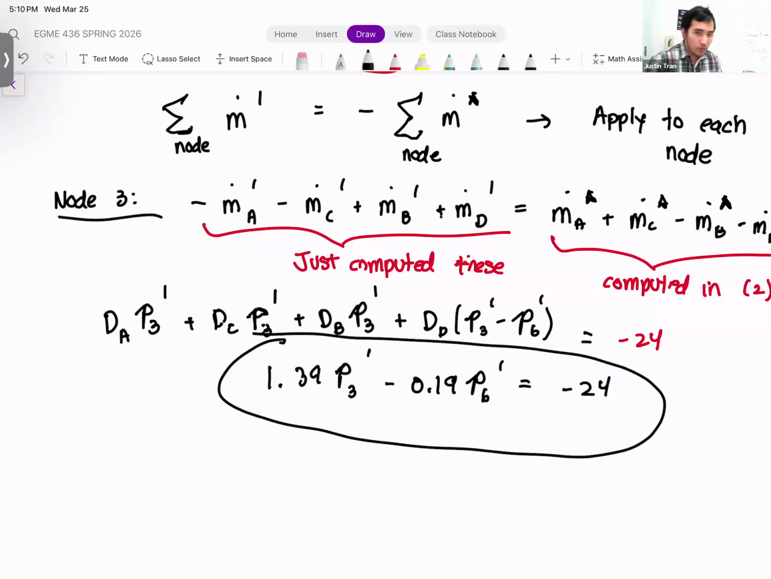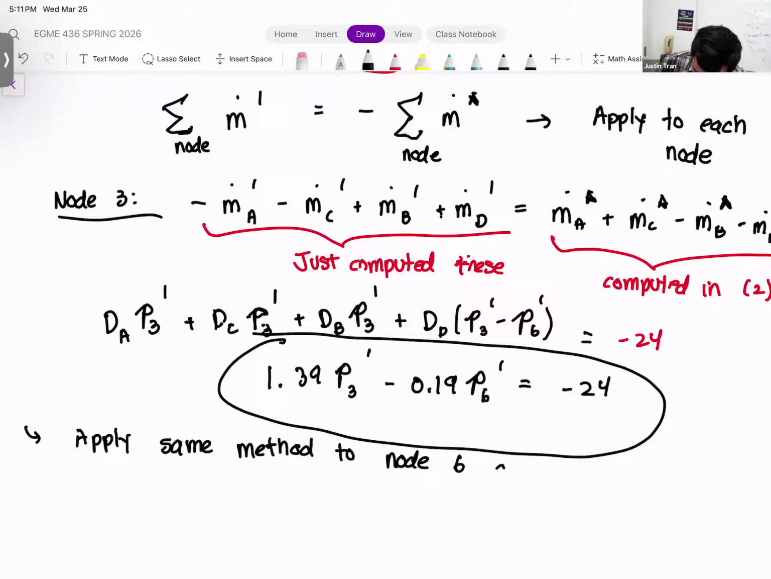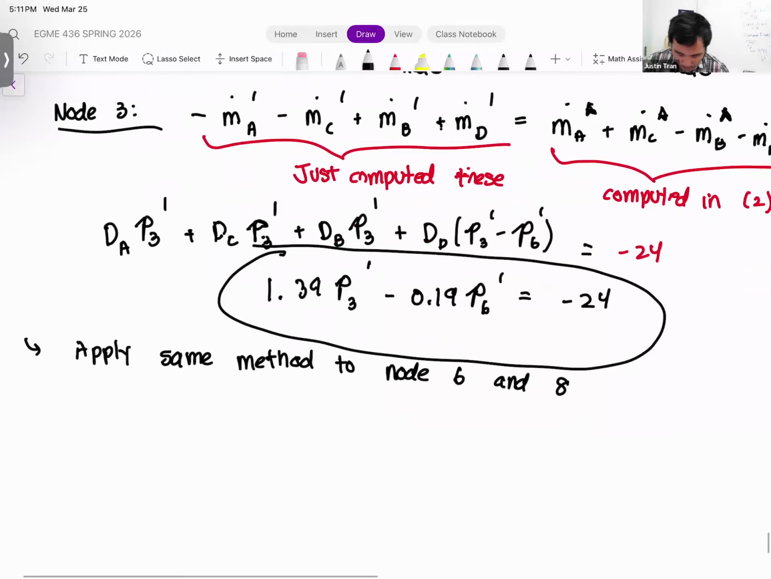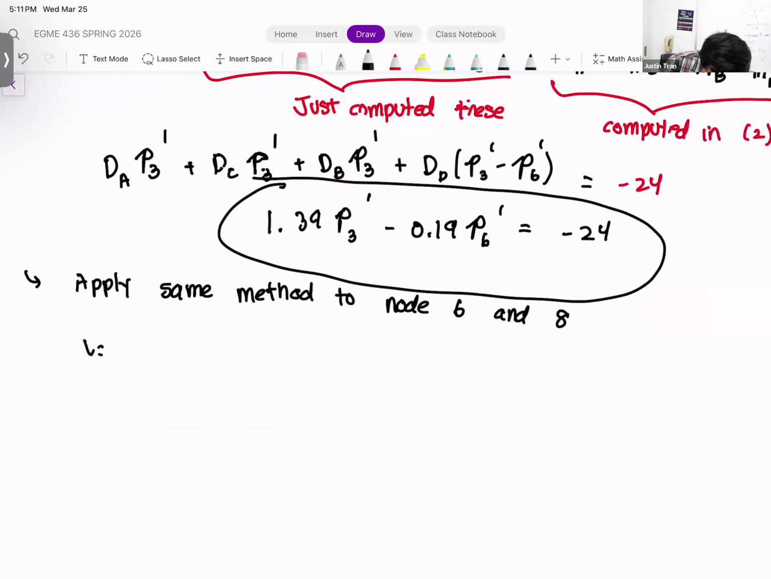So in the interest of time, I do want to get to the end of this example because this is kind of what the homework's all about, right? So let's apply the same method to node 6 and 8. Okay. And so doing so is going to give us two more algebraic equations that we can solve for P3, P6, and P8.